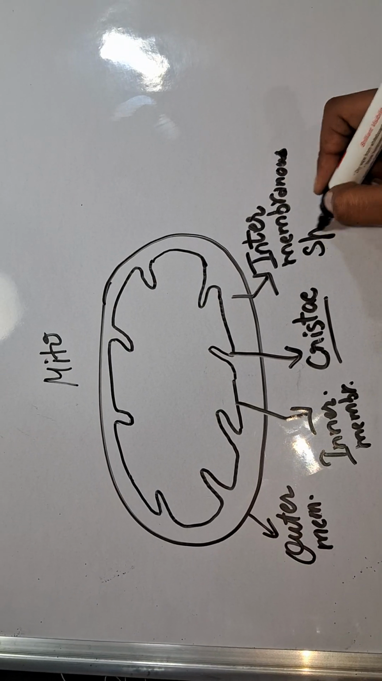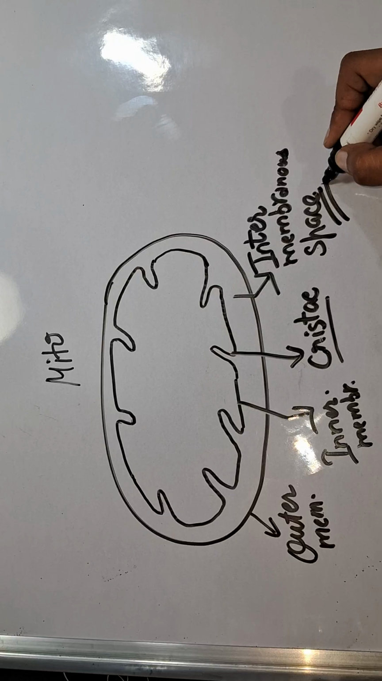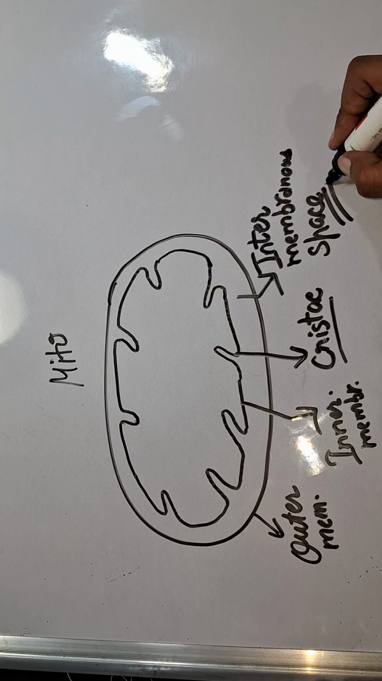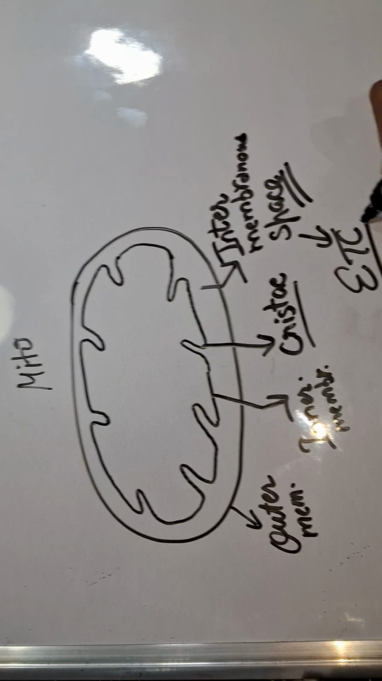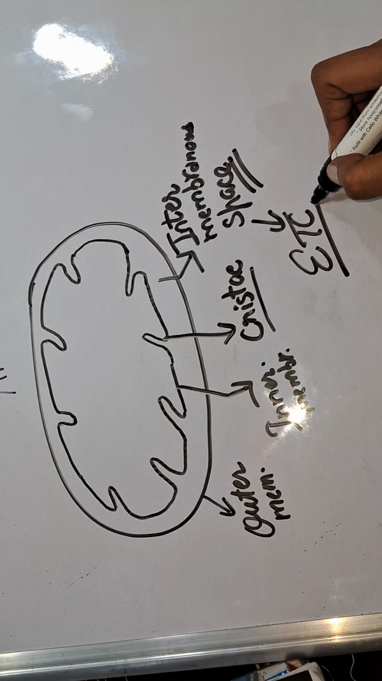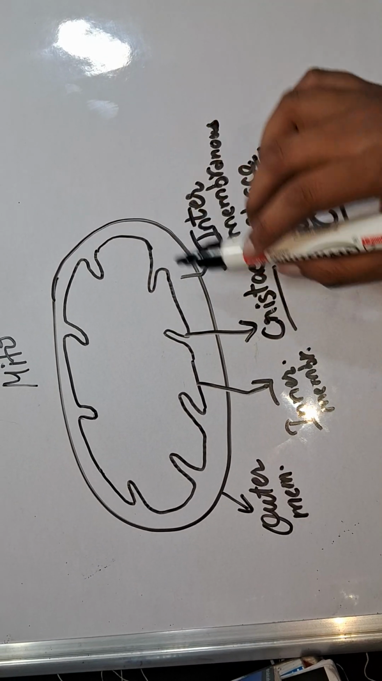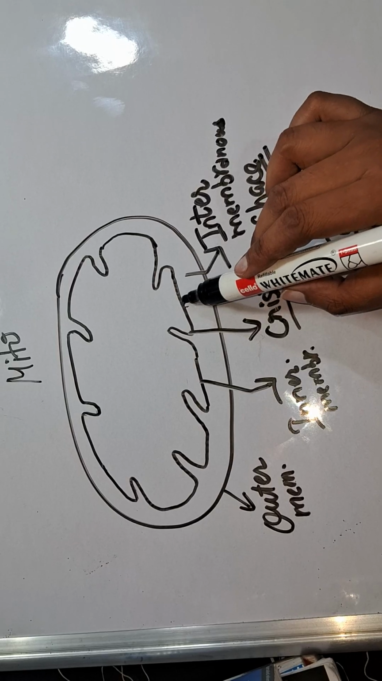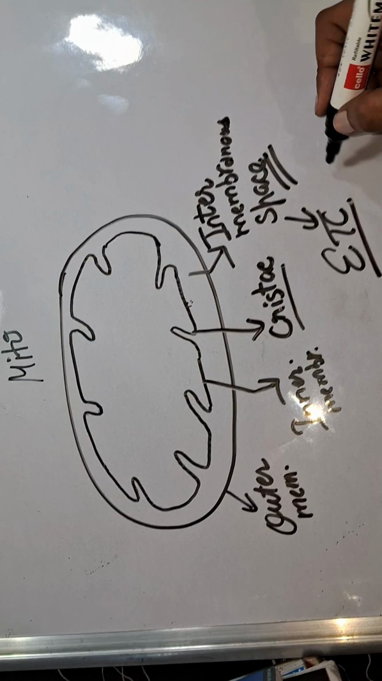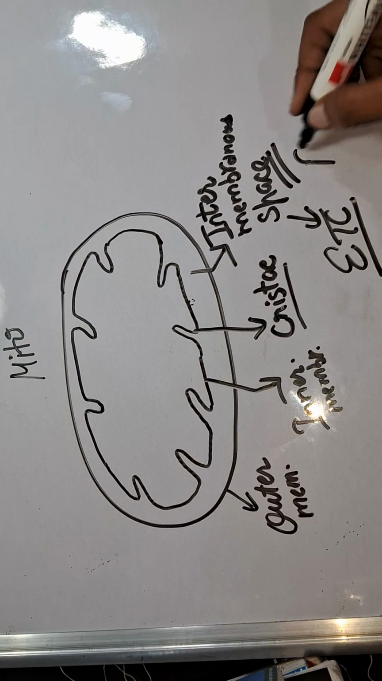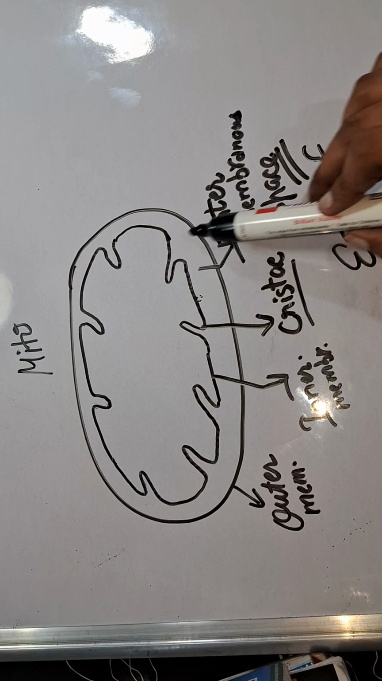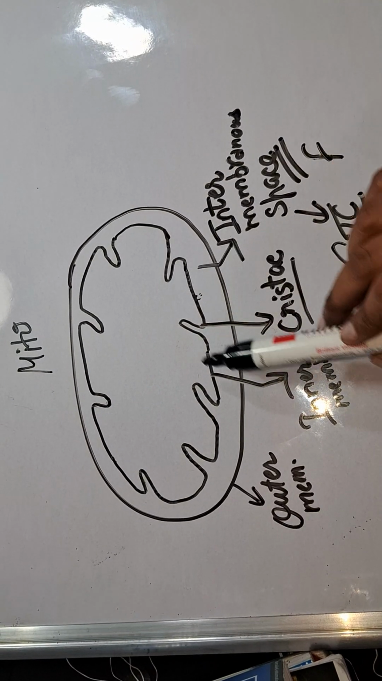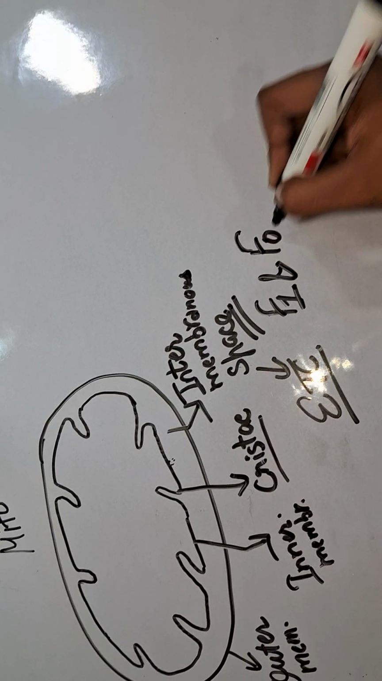intermembrane space. The space is very important so that electron transport can run efficiently, because on this inner membrane the whole mechanism of electron transport takes place, and there are F1 and F0 particles.